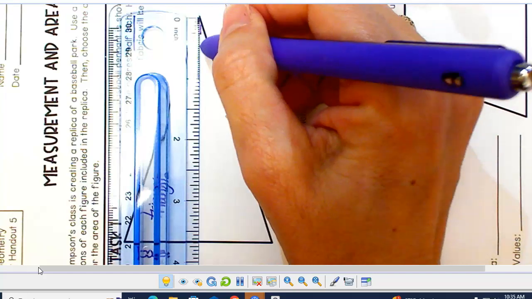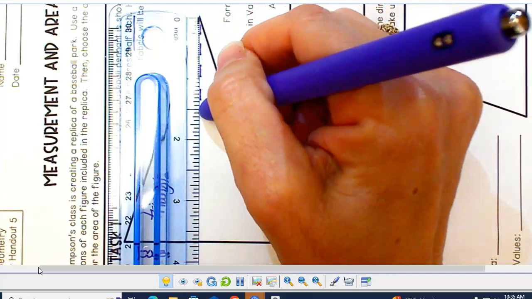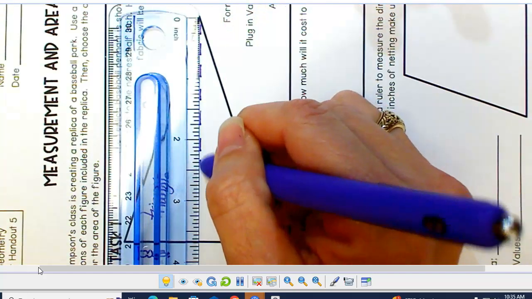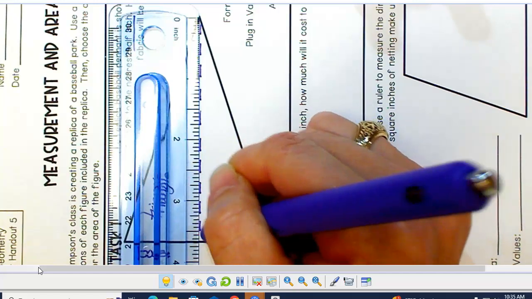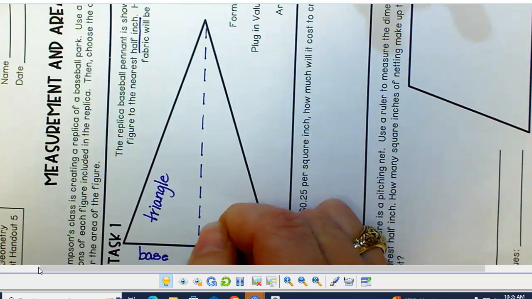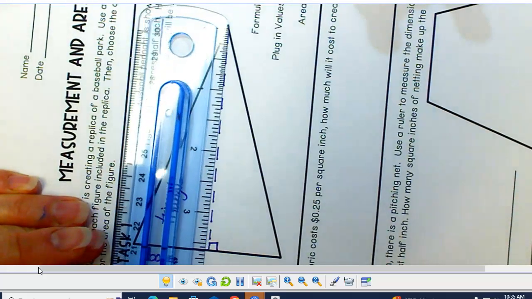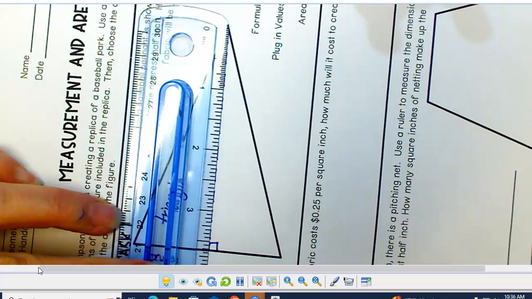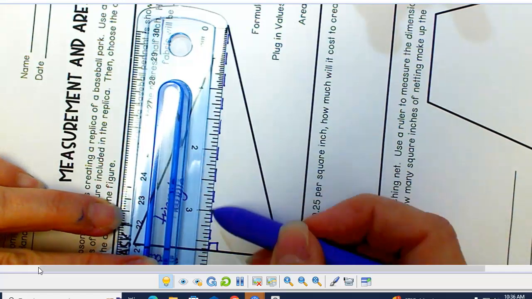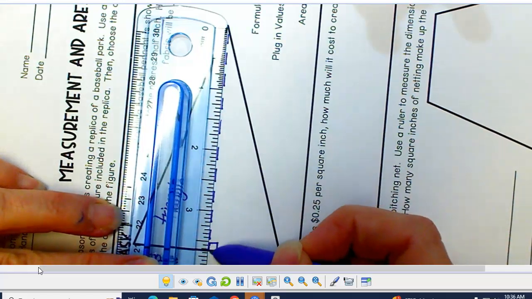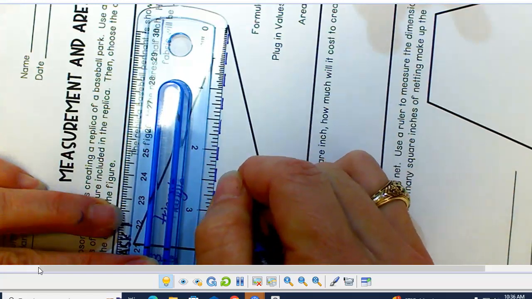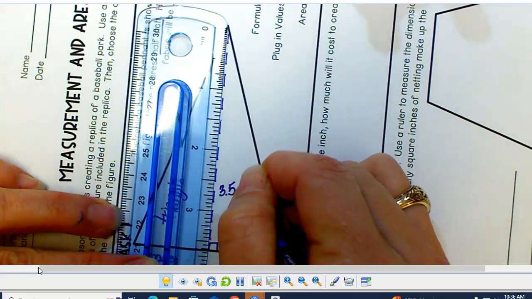All right, so I've done my best to put my ruler in here so that I can draw the height. Remember, the height is going to be perpendicular to the base. So here's my base, here's my height, and I need to go back and measure. And we're going to just go to the nearest ½ inch. So here's 3, here's 3.5. So that's going to be pretty much 3.5 inches is the height.